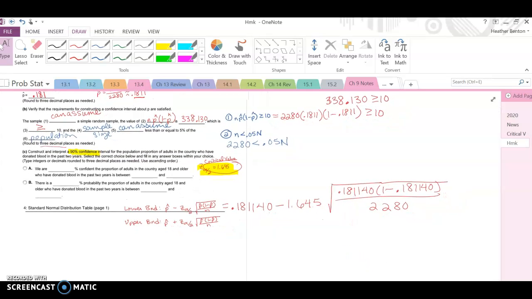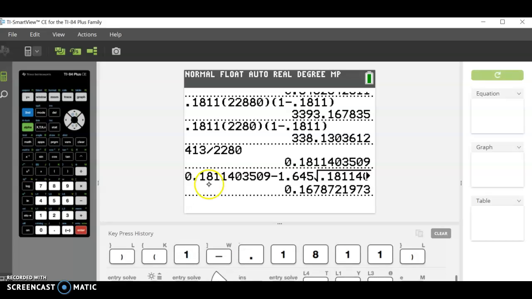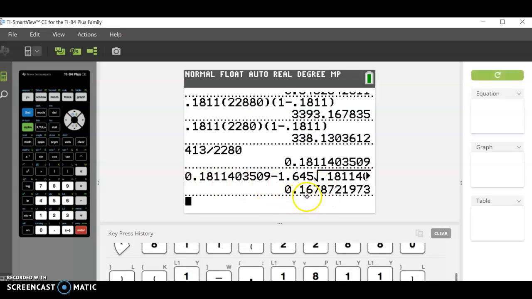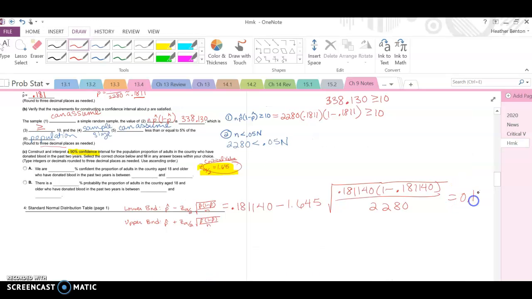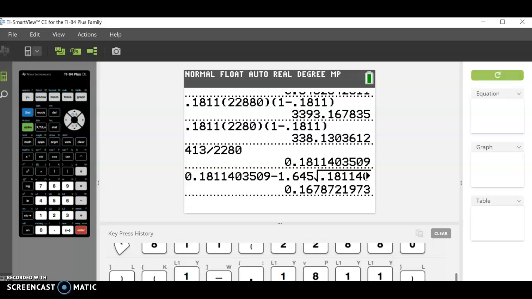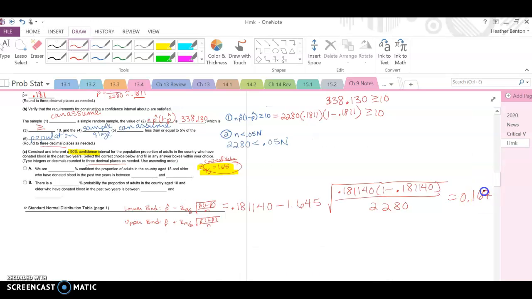And so, we put that in our calculator. Okay, and that comes out to be 0.1679. What do they want us to round to? 3 decimal places, so 0.168 for the lower bound. And then for the upper bound, it's the same thing in the calculator. The only thing you're changing is this minus to a plus.